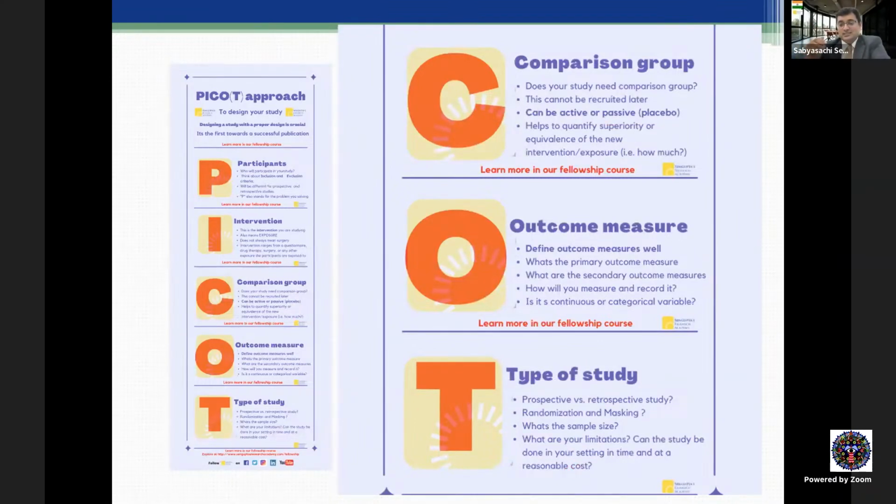So masking is important. In ophthalmology, we don't use the word blinding, so that's why you use the word masking. So think about whether you need masking, even if you're not doing randomization. Then, what sample size do you need to start with? This should be done before you start, right? Then what are your own limitations, and can the study be done?